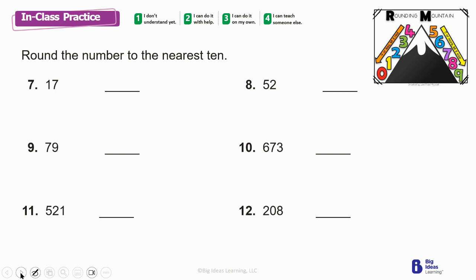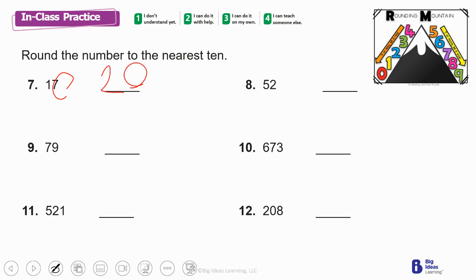All right, let's practice again. Round the number to the nearest 10. If I look here, I have 17. I'm going to look at the 7. The 7 tells the 1 to become a 2, and the 7 becomes a 0. Now remember, when I'm rounding to the nearest 10, how many zeros do I have to have at the end? 1. If I'm rounding to the nearest 100, I have to have 2.